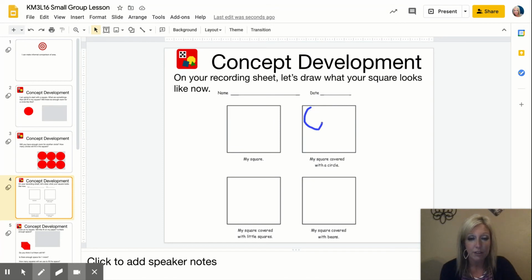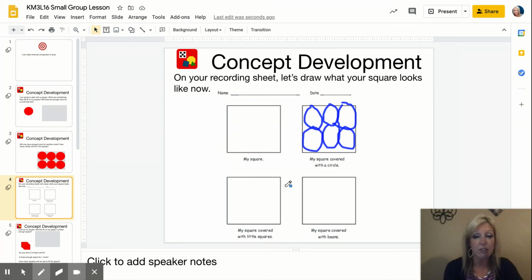So I'm going to go for it. 1, 2, 3, and how much area did we say it is in circles? Not 3, but 6. So we need to draw 3 more circles. 1, 2, 3. So let's look here. The area of this square covered with circles is 1, 2, 3, 4, 5, 6.